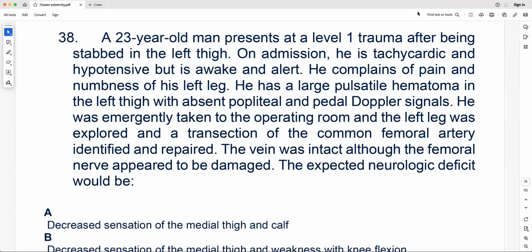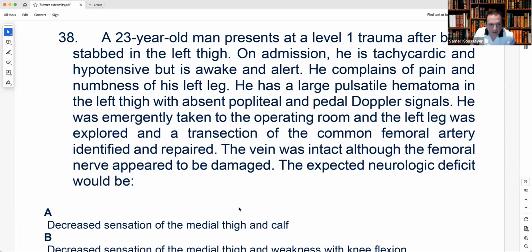A 23-year-old man presents at a level 1 trauma center after being stabbed in the left thigh. On admission, he is tachycardic and hypotensive, but is awake and alert. He complains of pain and numbness of his left leg. He has a large pulsatile hematoma in the left thigh with absent popliteal and pedal Doppler signals. He was emergently taken to the operating room and the left leg was explored, and a transection of the common femoral artery was identified and repaired. The vein was intact, although the femoral nerve appeared to be damaged. The expected neurological deficit would be.